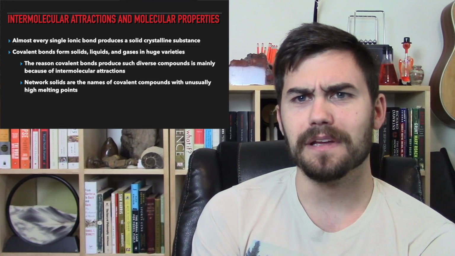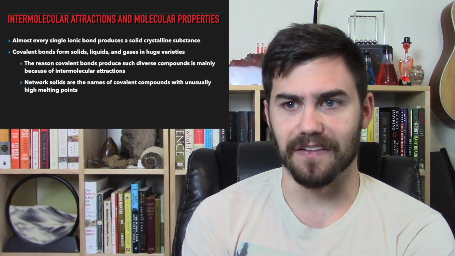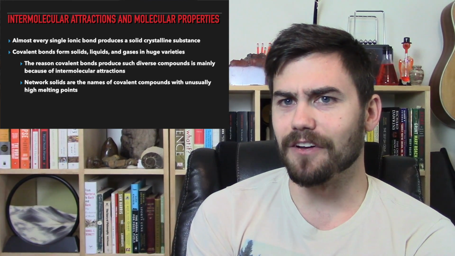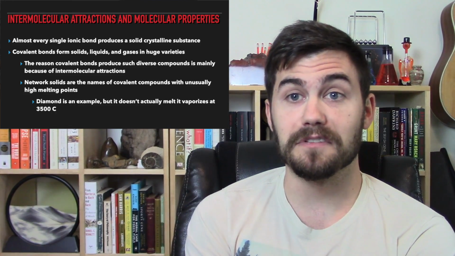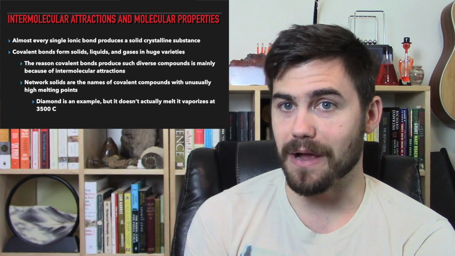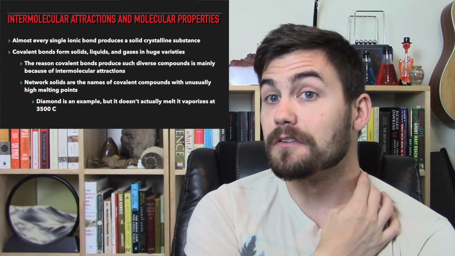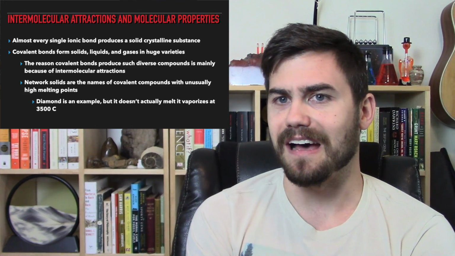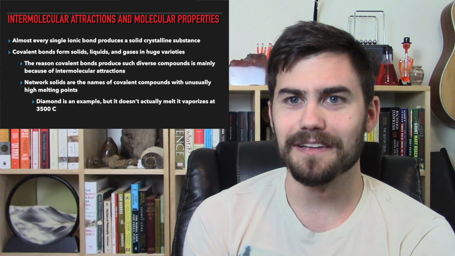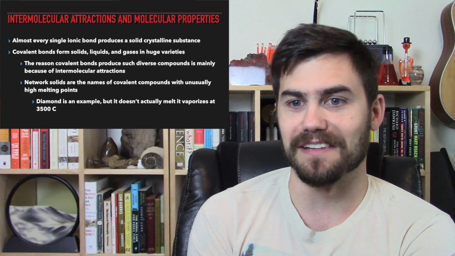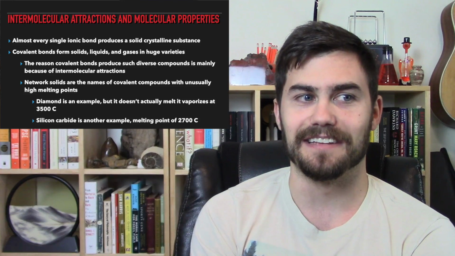But there are some substances called network solids, which are covalent compounds, but they have unusually high melting points. So diamond, for example, carbon doesn't really form ionic compounds, it only forms molecules. So diamond is technically a molecule, but it has this extremely high melting point. You can't actually melt diamond. It goes from solid sort of directly to gas in a way. We call that vaporization, and it's an insanely high temperature.